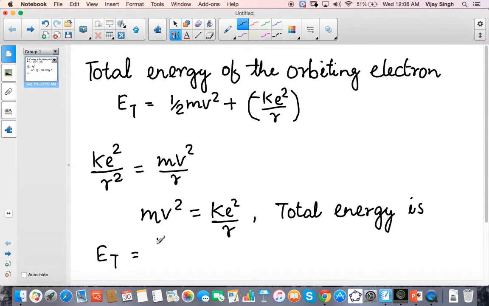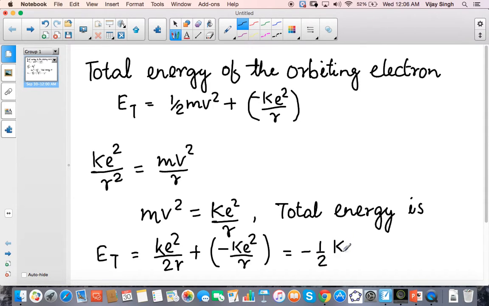So I could write ke squared over twice r, added to, within brackets with a negative sign, ke squared over r, and that gives you negative half ke squared over r. So far we have derived that the total energy is negative half ke squared over r.